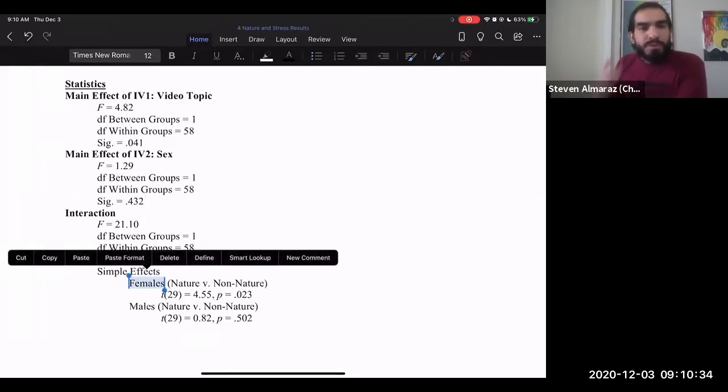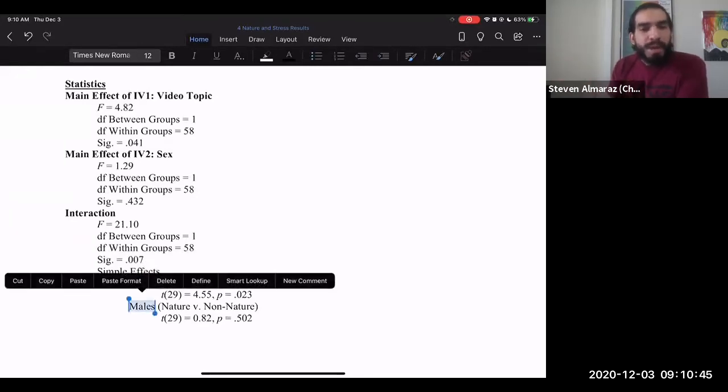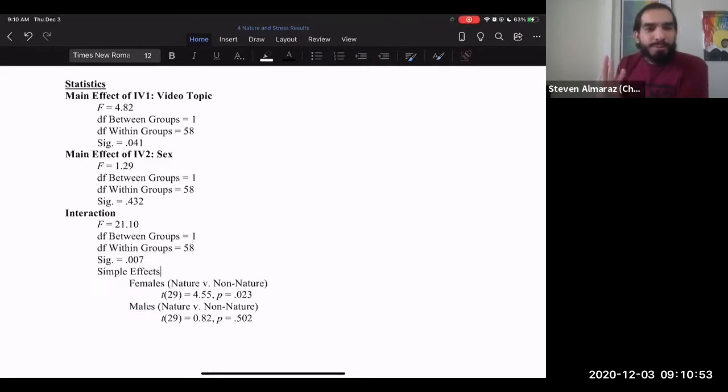What was your first simple effect? So in this case, what was the simple effect for females comparing nature versus non-nature? And what was the simple effect for males comparing nature versus non-nature? All of your groups have this same format, except my 3x3 group. You guys have 3 simple effects because there's 3 levels of your independent variables, okay? So everybody has 2 levels, 2 simple effects, except that one group, they have 3 simple effects.